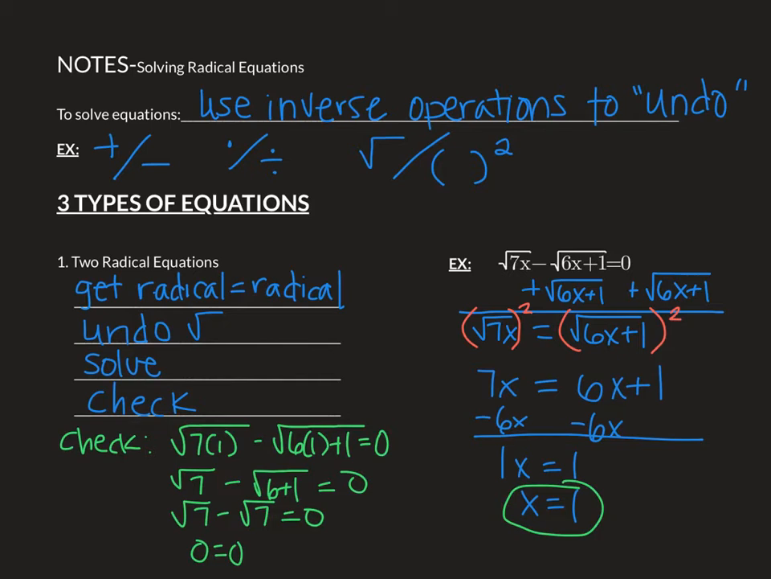So I know x equals 1 is the solution. So I've gone through, I've gotten my radical equals a radical, I undid the radical, I solved, and I checked my work. So what I would like you to do is hit pause and try the next two examples and see how you do.